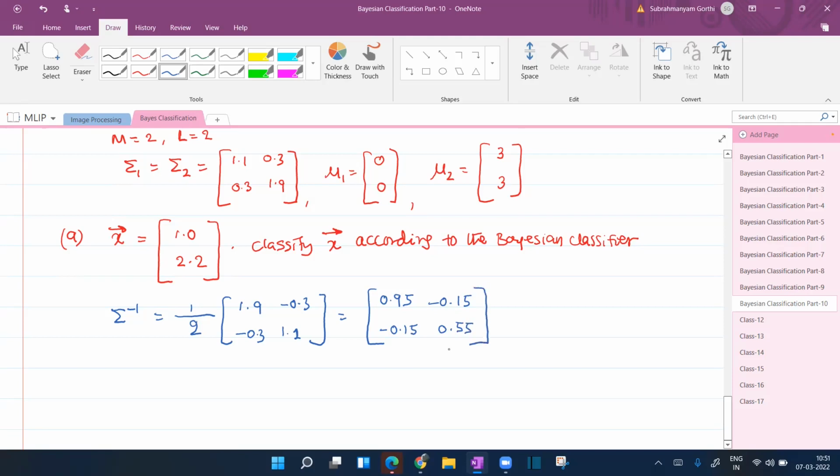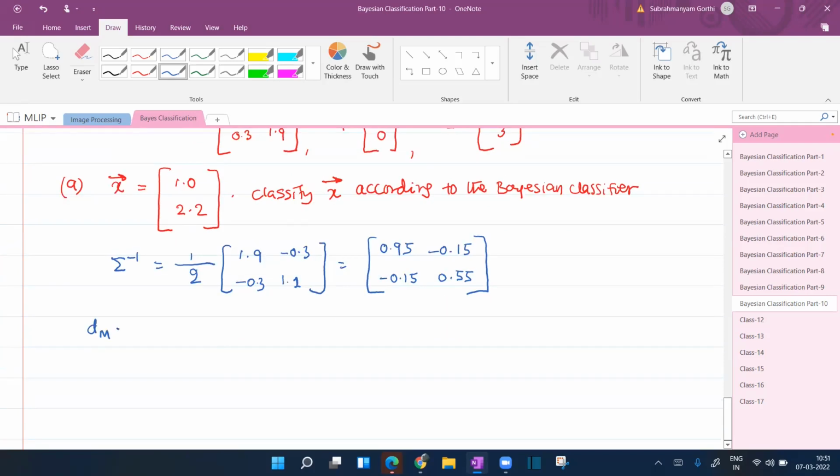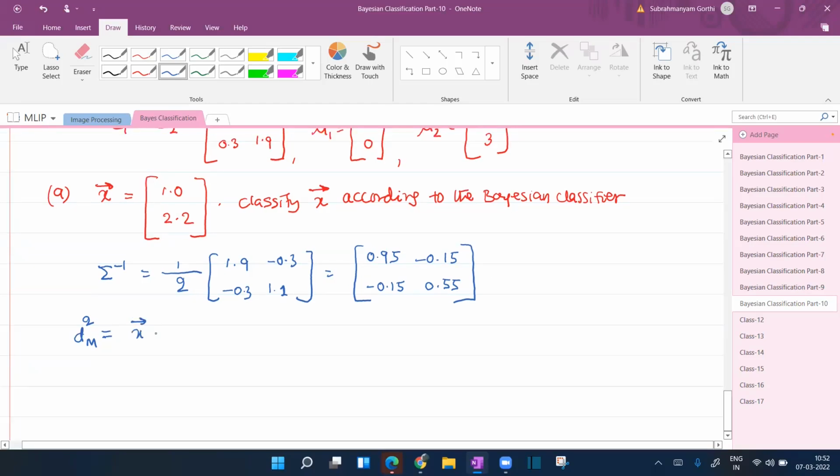0.55. So how do I compute the Mahalanobis distance now? Or I would rather compute the square of the Mahalanobis distance, so that I don't have to find the square root. What is that? Tell me in terms of x bar and sigma inverse. x bar minus mu i bar, transpose, into sigma inverse, into x bar minus mu i bar. I will write mu i, so that later I could put any of these. That's all.